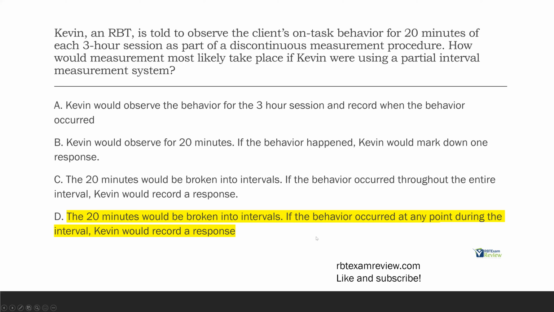It's kind of a tricky question. You really need to know a lot about discontinuous measurement and about interval recording. So I'm glad we went through this. If you're confused, go back to the study guide and review discontinuous measurement.